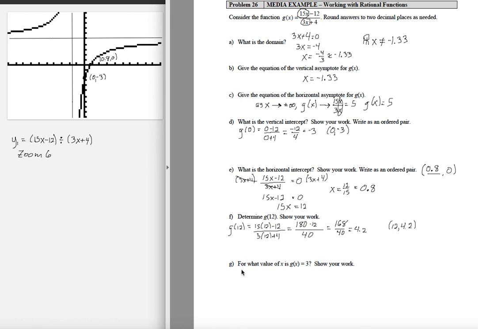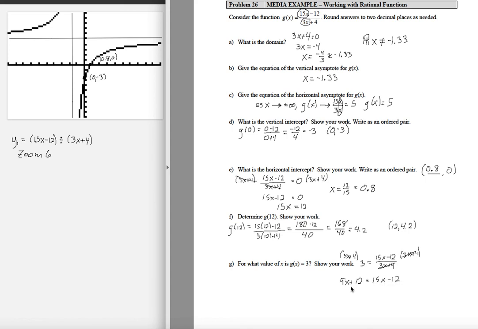Okay. Part G, for what value of x is g of x equal to 3? And what we're doing then, 3 is output. So I'm going to set my function, 15x minus 12 over 3x plus 4 equal to 3. Multiply both sides by 3x plus 4. That's going to clear the fraction on the right-hand side. On the left-hand side, I get 9x plus 12 equals 15x minus 12.